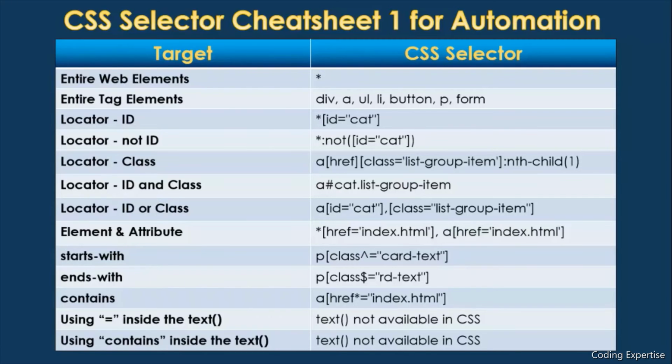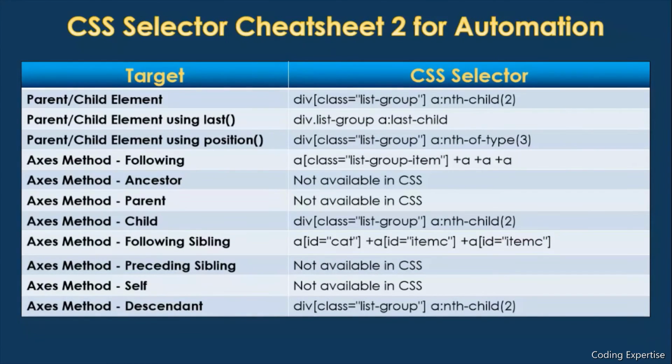Okay, let's move on. As I showed you, for XPath we can use parent child. Inside the CSS selector also you can identify the element, but here we'll have to use nth child, last child, something like this, nth of type to refer to the particular position. But here the following, ancestor, preceding sibling are not available in CSS selector. As I said, it traverses only in the forward direction, it does not move backward. So that is the main difference between XPath and CSS selector.